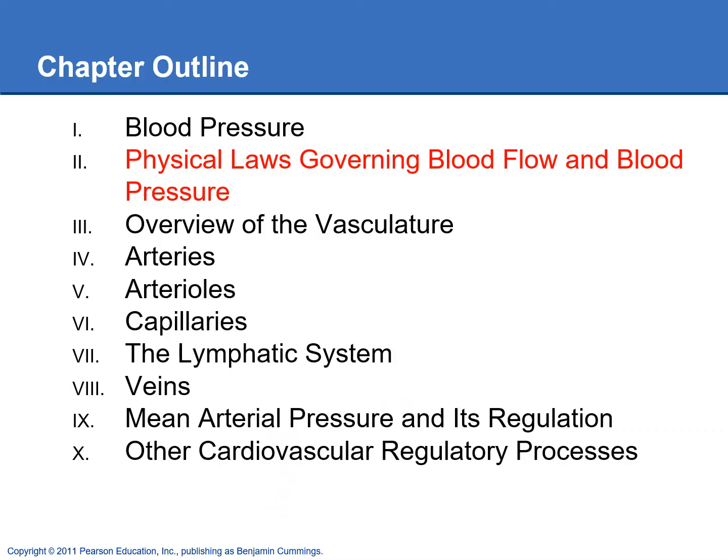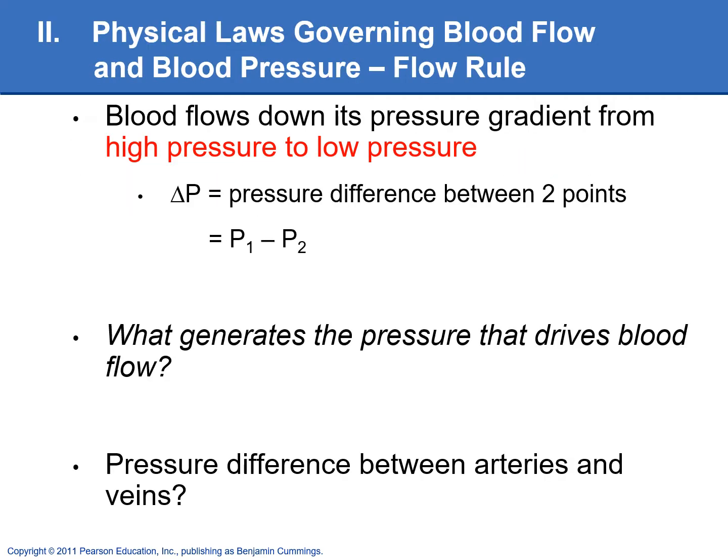We're going to take a look at the flow rule in this lecture. So remember that blood likes to flow down its pressure gradient from areas of high pressure to low pressure. And to answer these questions, what generates the pressure that drives blood flow? So remember, that's the heart. So the ventricle contracting is going to generate that high pressure in the aorta or pulmonary artery, and that will get the blood flowing.